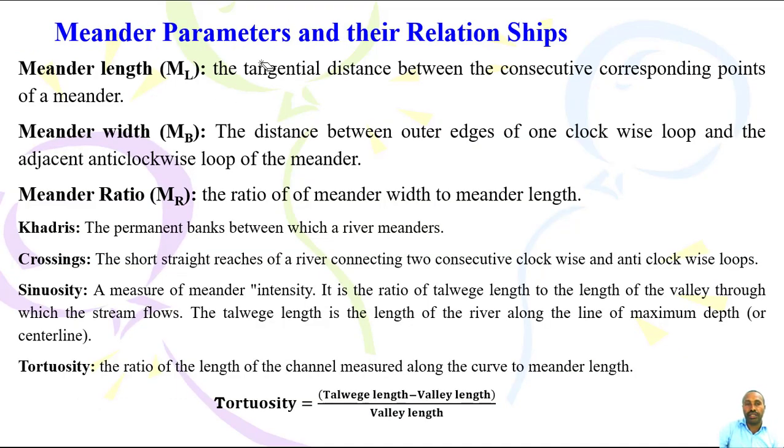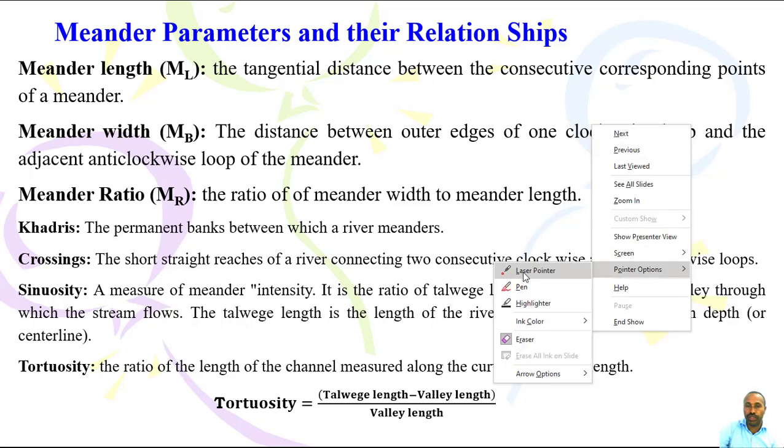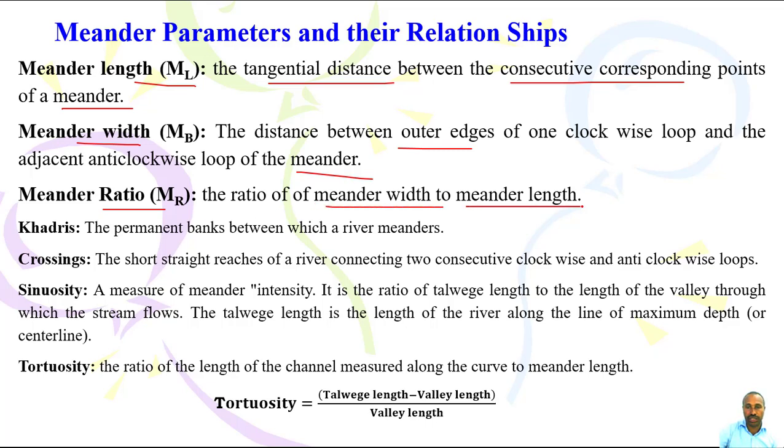So what are the meander parameters and their relationships? Let us see now the relationships of these meander properties. Meander length is the tangential distance between consecutive corresponding points of a meander, and meander width is the distance between the outer edges of one clockwise loop and the adjacent anti-clockwise loop of a meander. Also you have the meander ratio, the ratio of meander width to meander length.